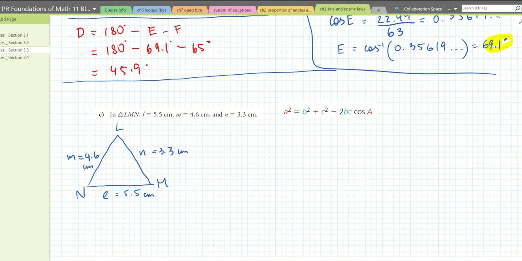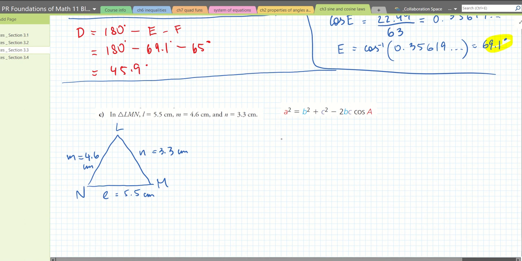So in this case, we're missing the angles, which means you can't use sine law, because for sine law, again, you have to have at least one angle and the opposite side to it. So we can't use that. We have to use cosine law. Let's say we want to find angle L, right? So I'm going to write my cosine law for this.